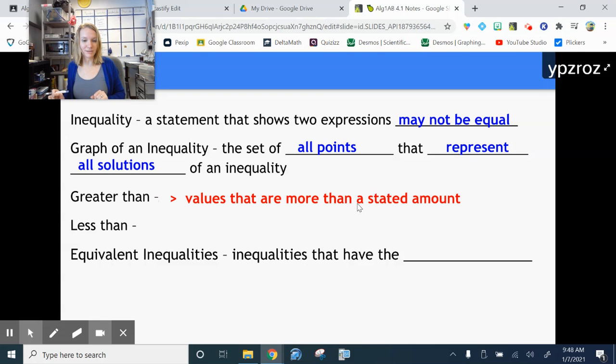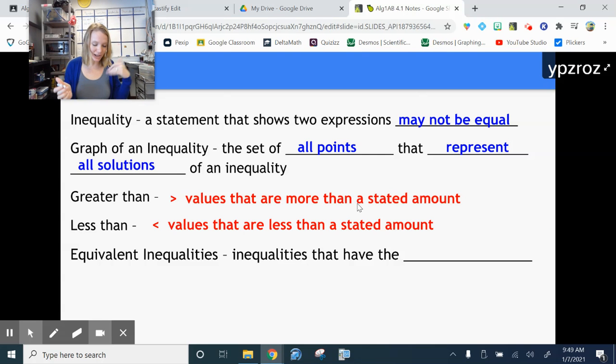So our greater than symbol, it's open to the left. I was like, wait, what side is that? And that's our values that are more than a stated amount. Anything that's greater than, we're saying what's bigger than that, more than that. And our less than symbol, I always think that it looks like an L that's fallen over, kind of a sideways L. Those are our values that are going to be less than our stated amount. So 7 is less than 10.